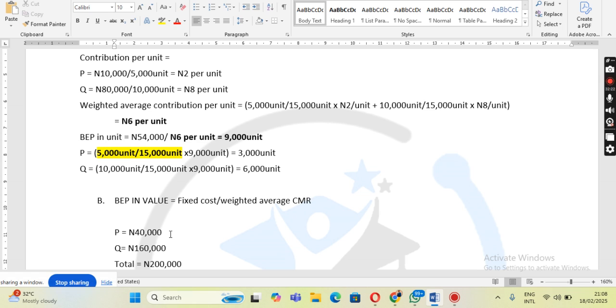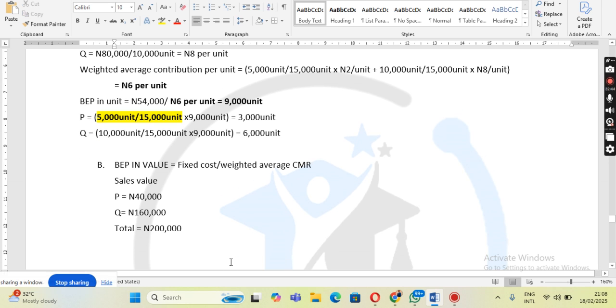Now, if you have identified this sales value here, just like the way we did units, the next thing is for you to check for your CMR, just like the way we did contribution per unit. What is the formula for calculating CMR? CMR equals contribution divided by sales.